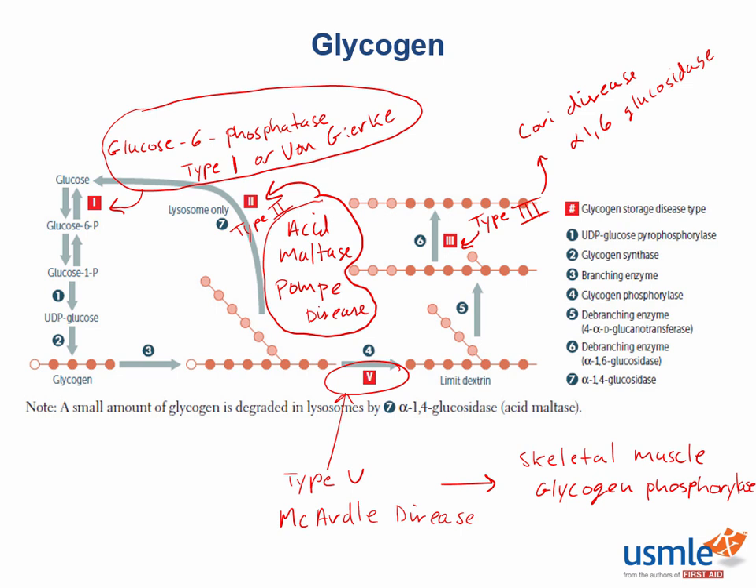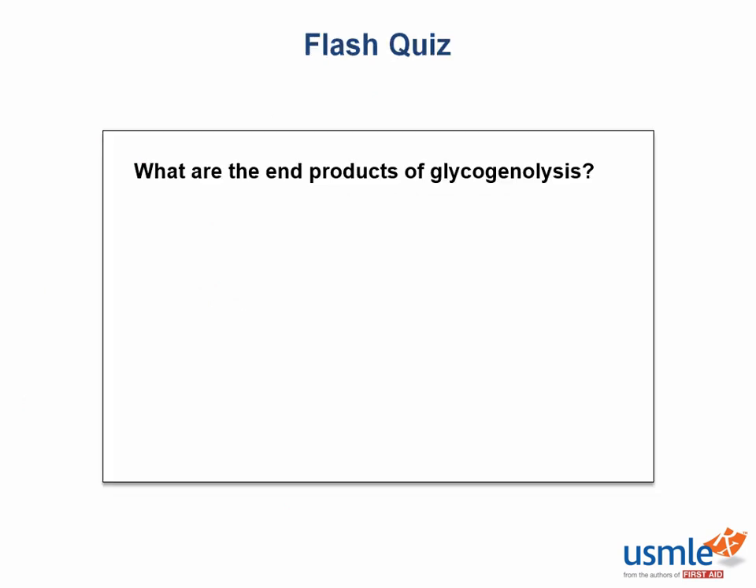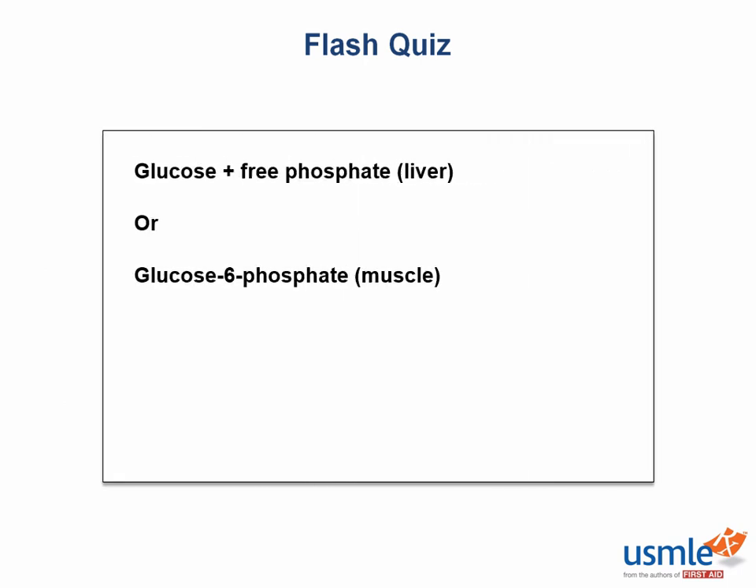All right, now let's take a shot at a flash quiz. What are the end products of glycogenolysis? Now, we just covered how glycogen gets broken down, but the end products of glycogenolysis in the liver are glucose as well as a free phosphate. But if you remember from earlier, muscles are greedy, and they keep all the broken down glycogen for themselves. Therefore, muscle breaks down glycogen into glucose 6-phosphate, which can enter glycolysis within the muscle to make some ATP.